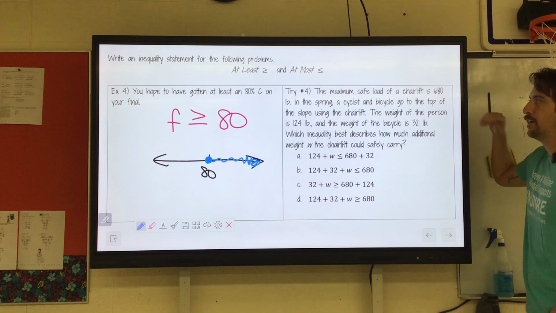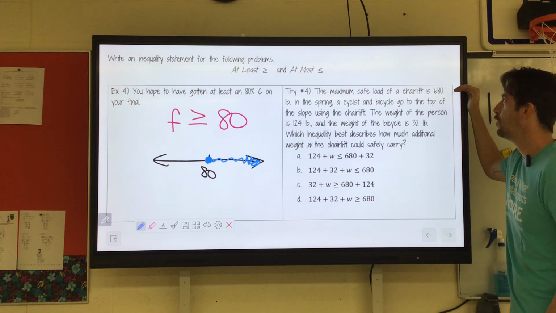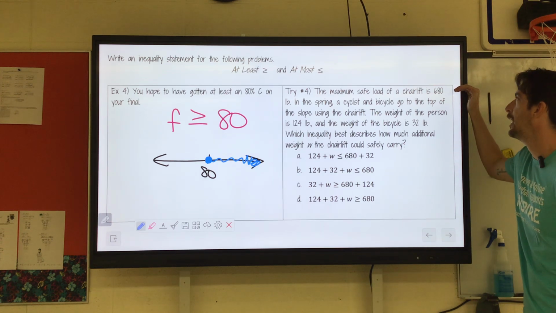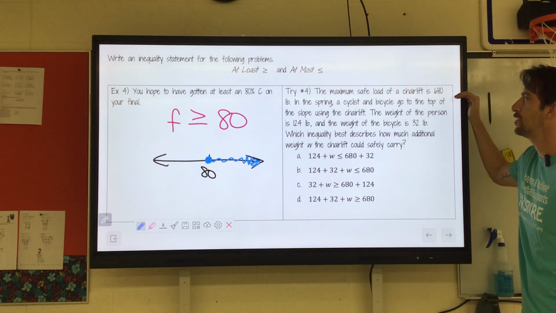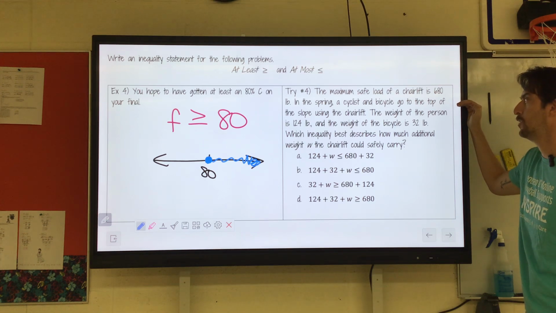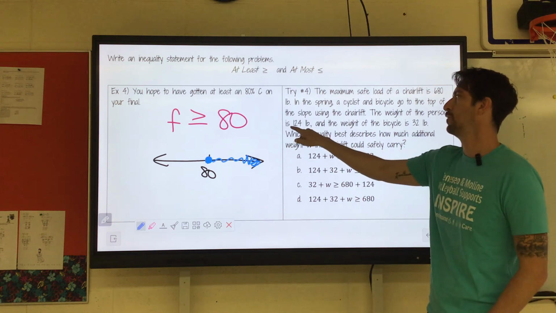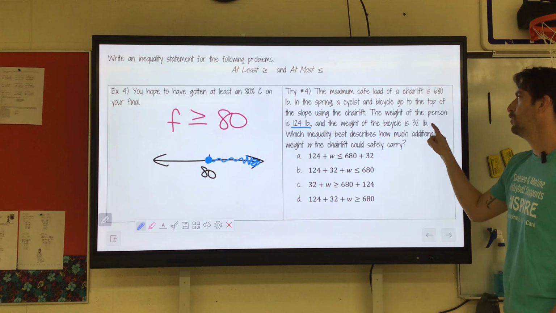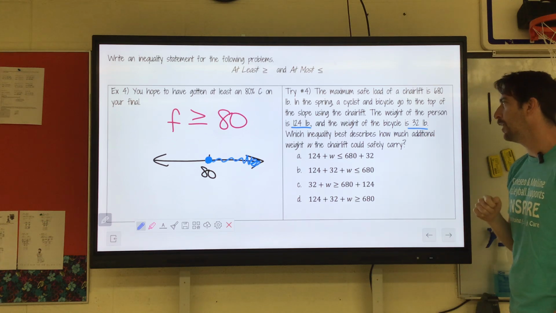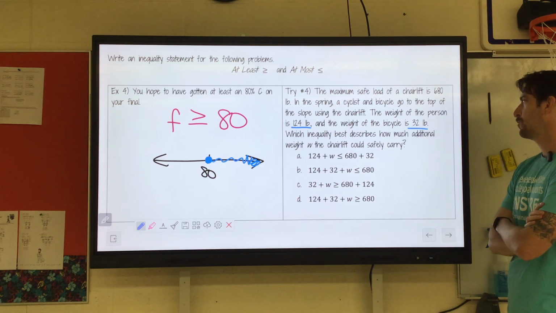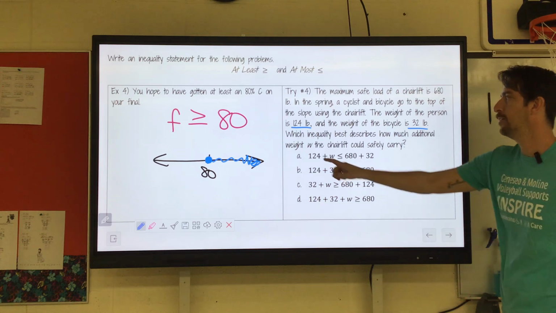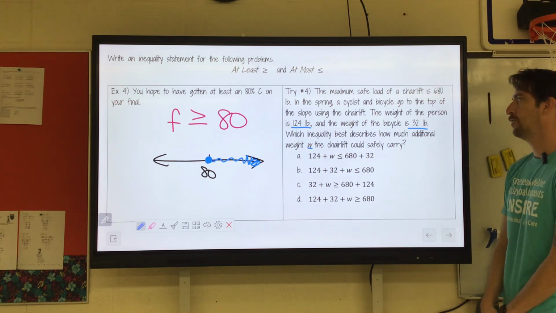So I want you to try out this one. The maximum safe load of a chairlift is 680 pounds. In the spring, a cyclist and bicycle go to the top of the slope using the chairlift. The weight of the person is 124 pounds. The weight of the bicycle is 32 pounds. I bet we'll need that. Which inequality best describes how much additional weight, W, the chairlift could safely carry?